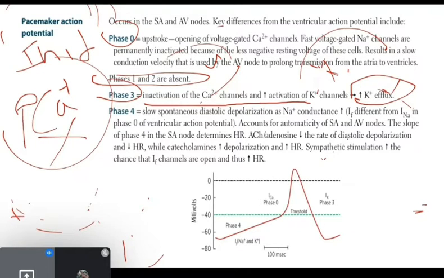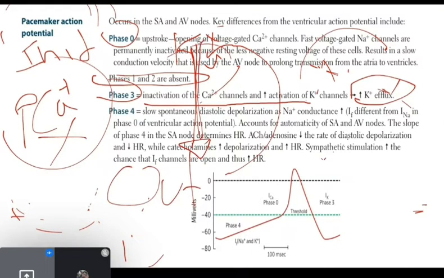And after that, the potassium in the cell will go out. So the potassium channels will open and get this potassium outside of the cell. So this potassium will go outside and the calcium channel will close because we have enough calcium in the cell. So this is phase 3.